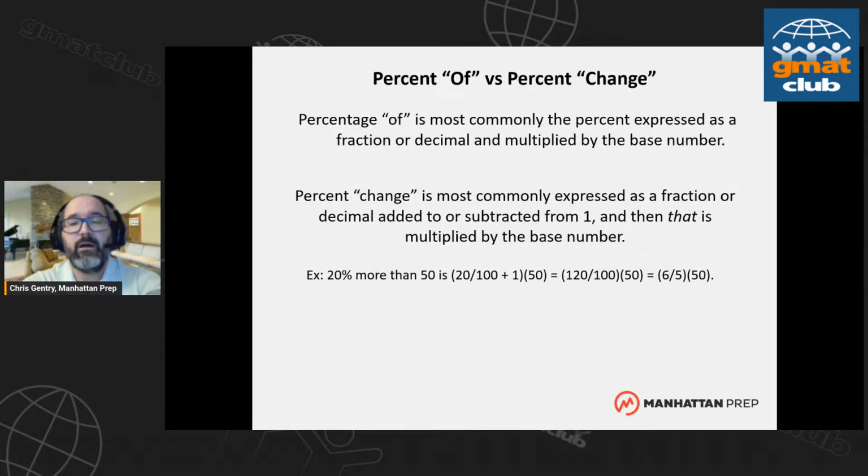You collect that common denominator. You get 120/100. And now you have 1.2 times 50 or 6/5 times 50.